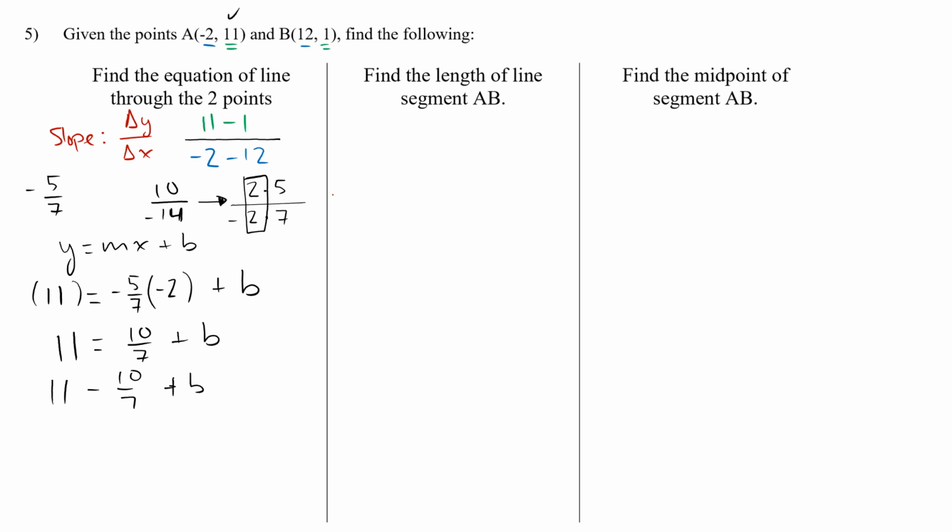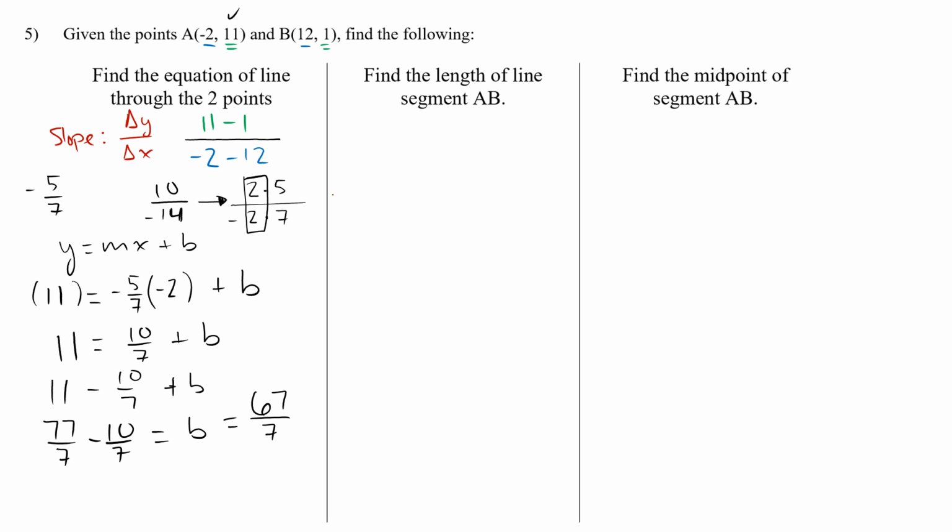11 is 77 sevenths. I'm just taking that and multiplying 11 by 7 over 7 so that I have equal denominators there, and I'm going to subtract 10 sevenths. So finally I see that my y-intercept parameter is 67 over 7. Which is beautiful. It's a beautiful y-intercept. There's nothing wrong with that.